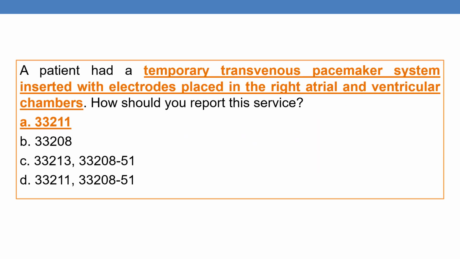Now let us see the question once again. A patient had a temporary transvenous pacemaker system inserted with electrodes placed in the right atrial and ventricular chambers. So here you need to go for dual chamber. How should you report the service? The correct option is 33211, option A.